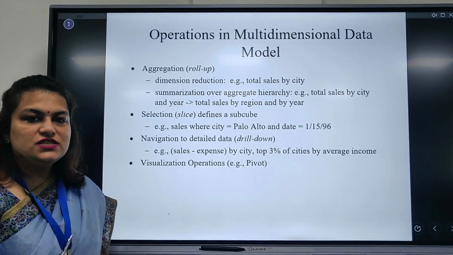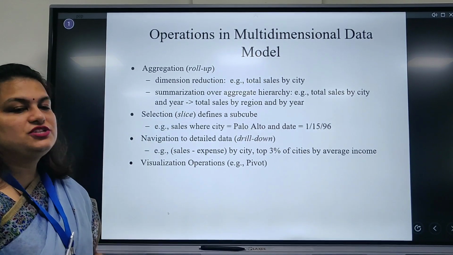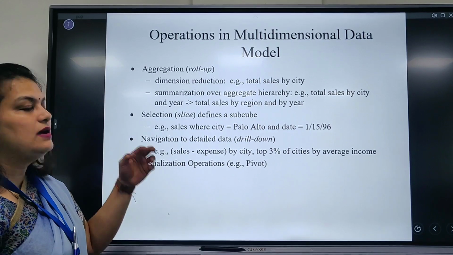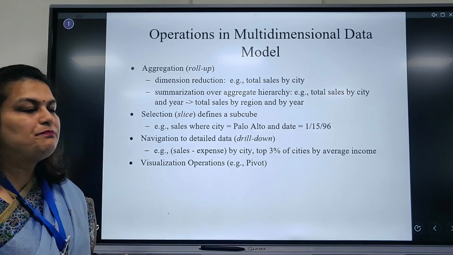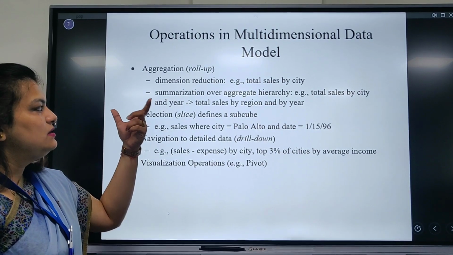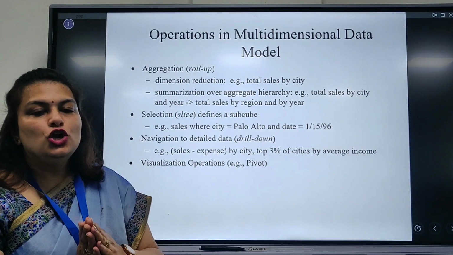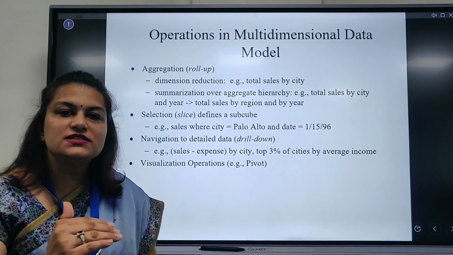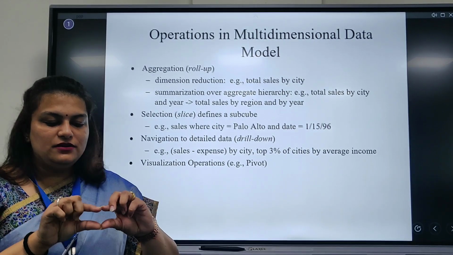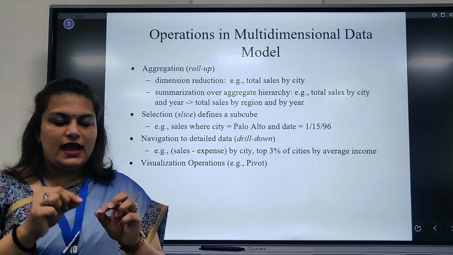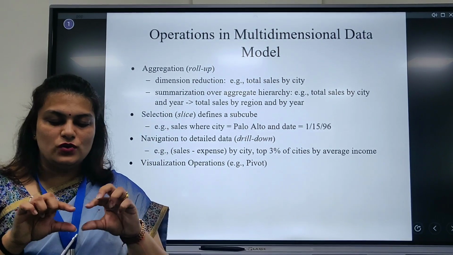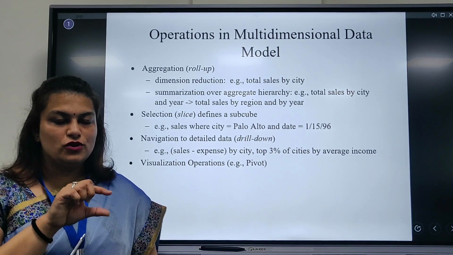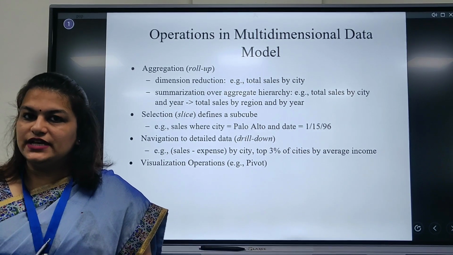What are the operations which we carry out on the multi-dimensional database or in MOLAP? The first is aggregation. It is also known as roll-up. For example, if we are talking about total sales in a particular city, we have that one dimension in a particular city. So this is the dimensionality reduction.